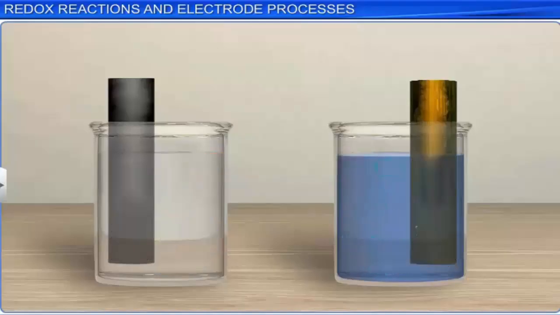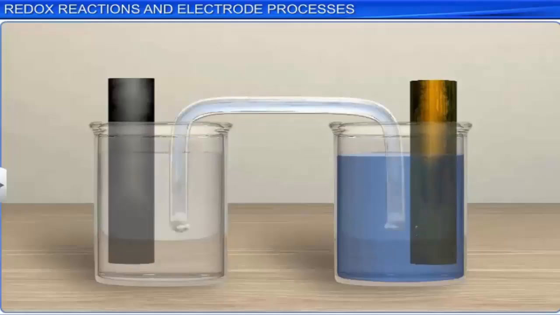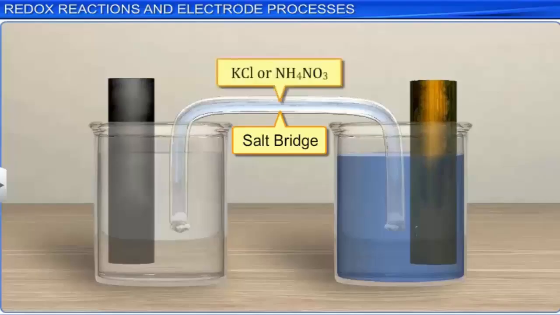Now, we connect the two solutions by using a salt bridge. A salt bridge is a U-tube filled with potassium chloride or ammonium nitrate, usually solidified by boiling with agar and later cooling to a jelly-like substance.